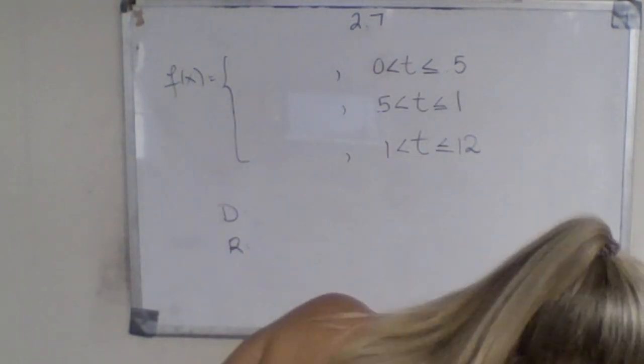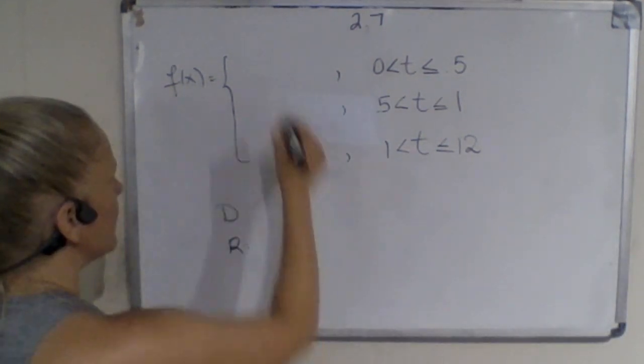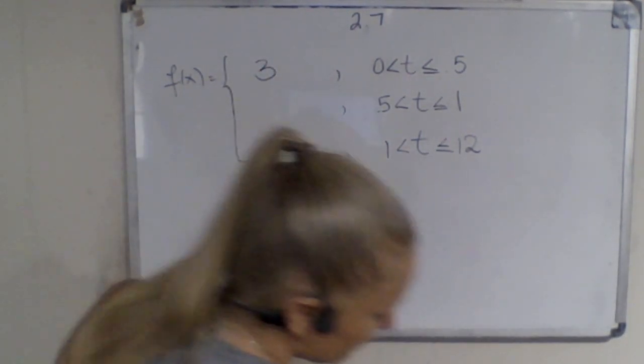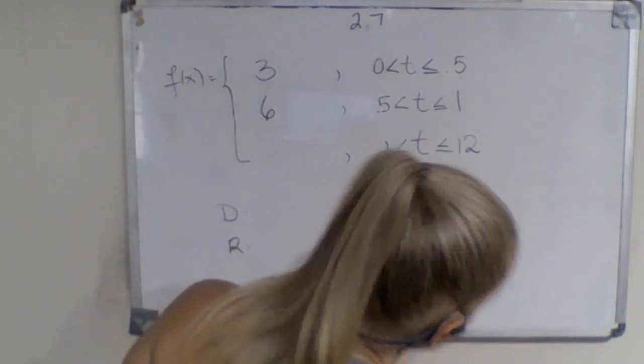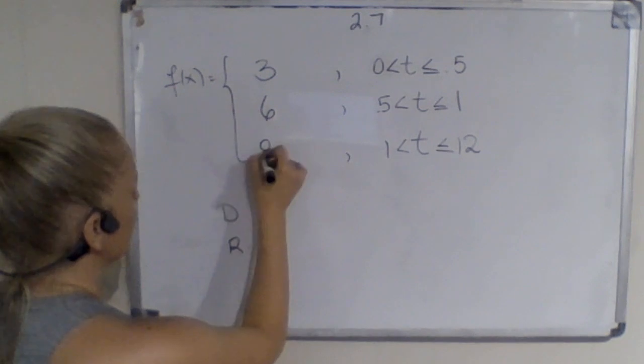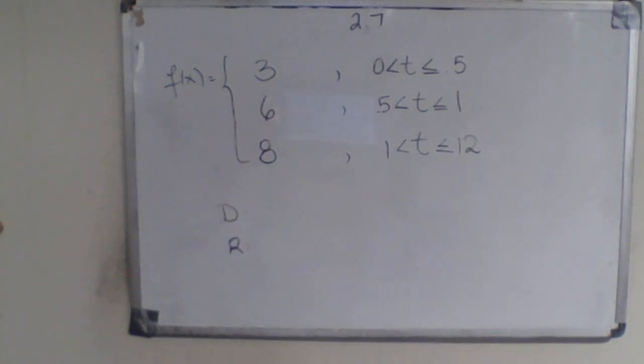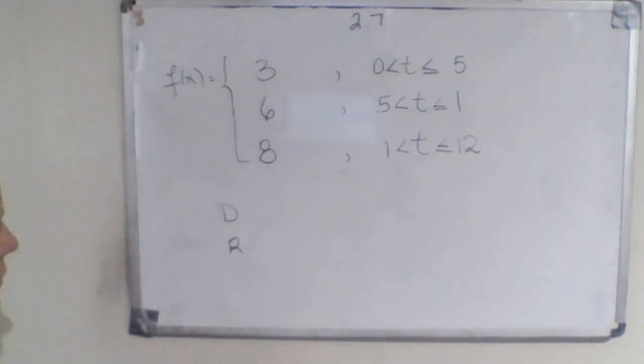And now we look at this. So what happens if you stay under half an hour? You pay $3. If you stay between half an hour and an hour, you pay $6. And if you stay more than that, you pay $8. We just wrote this piecewise function by reading the graph, right?